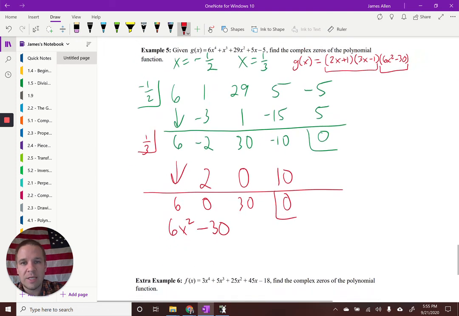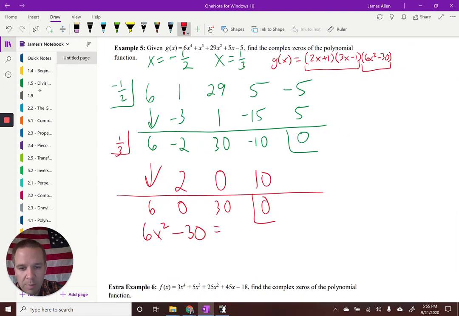Well, I can go ahead and set it equal to 0, and I'm going to do that. So I can solve this one. I'm going to add 30. Why did I put minus 30? That should be plus 30. Whoops. So I'm going to subtract 30, and then I'm going to divide by 6.